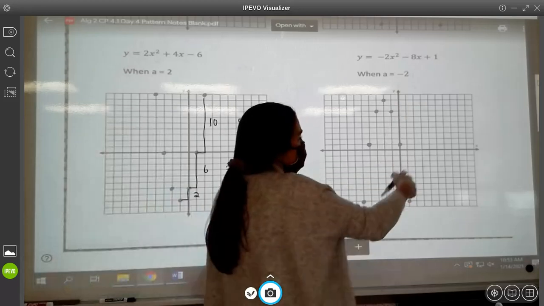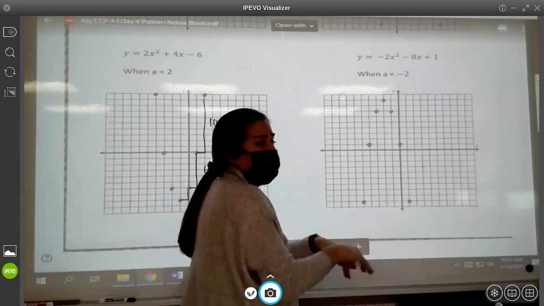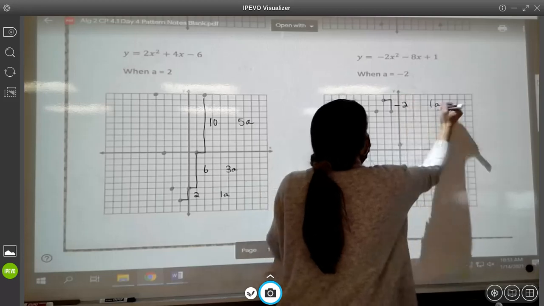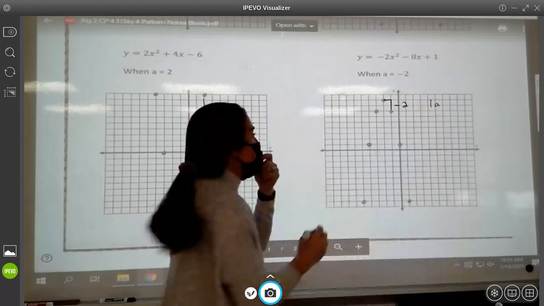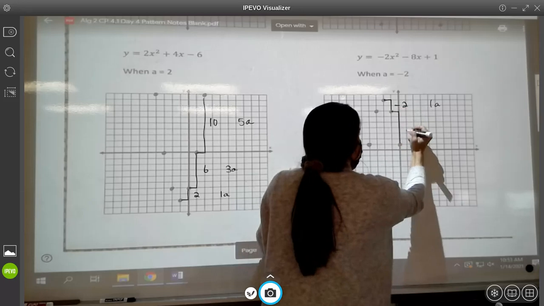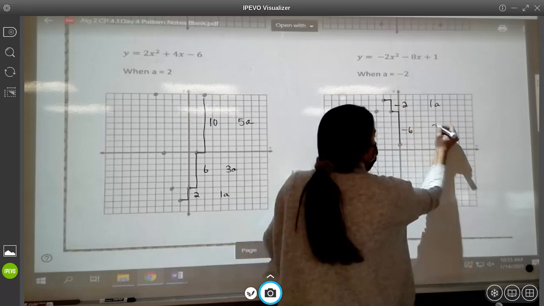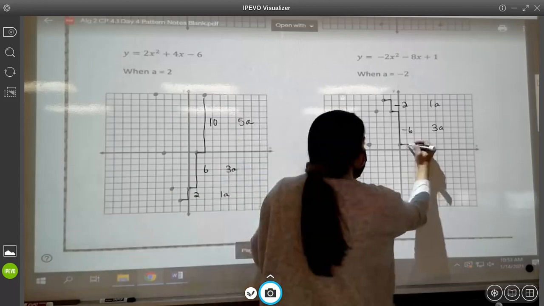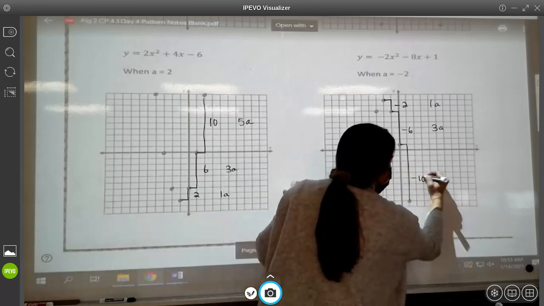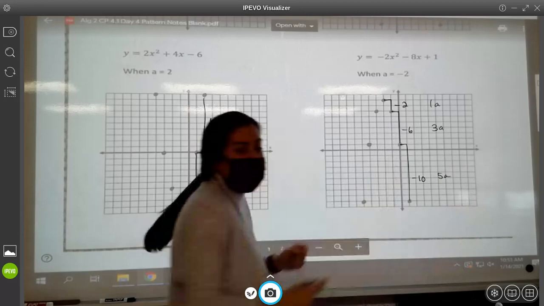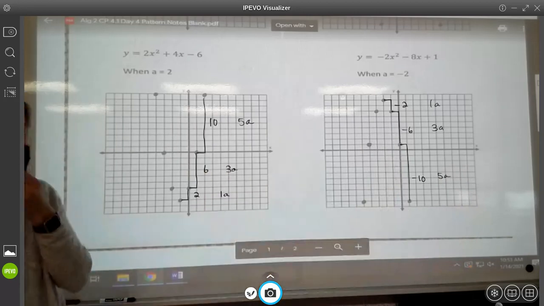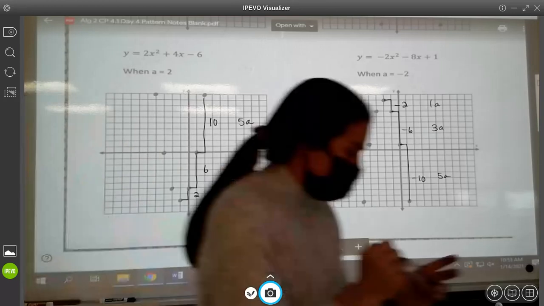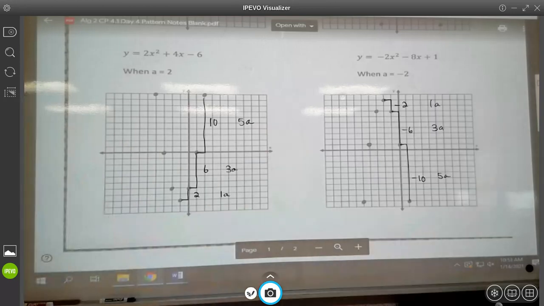If A is negative 2, it's just going to be the same pattern, but going down. So right 1, down 2, because that's the 1A, 1 times negative 2. Right 1, down 6, because that's the 3A, 3 times negative 2. I went right 1 and down 10, because that's the 5A. 5 times negative 2 goes down 10 jumps. Does that make sense? Can you guys see it as it's happening? Yeah. Okay. All right, let me show you when A is 3, and then we're going to try it.